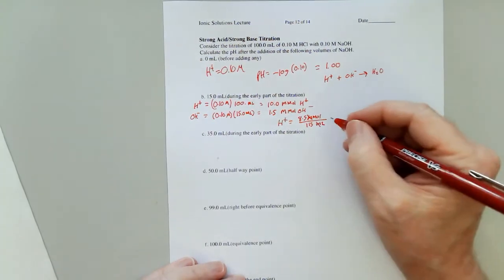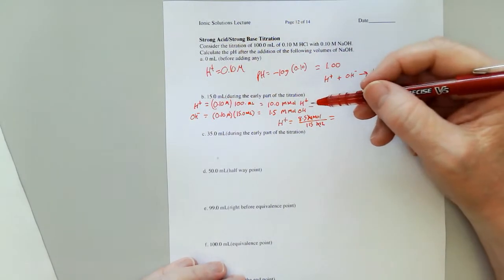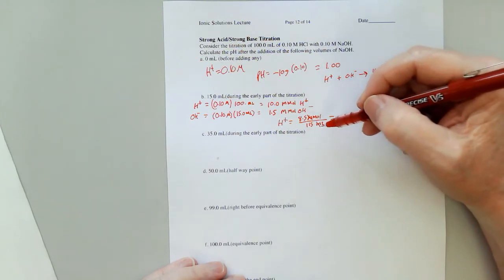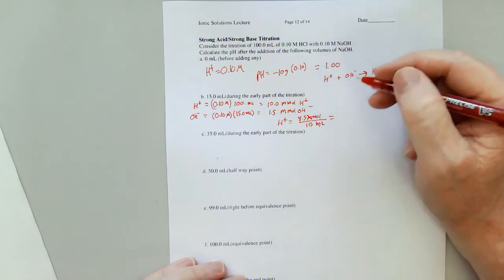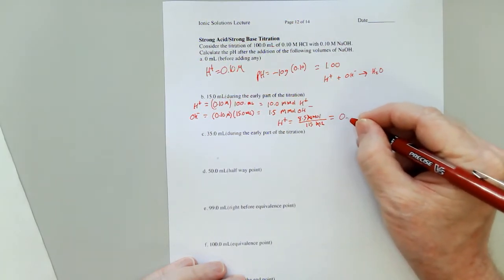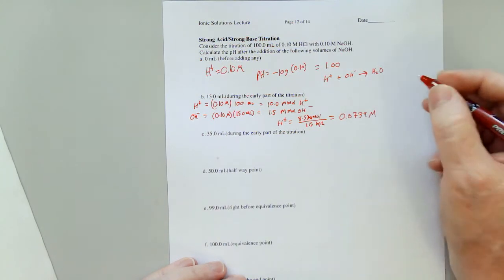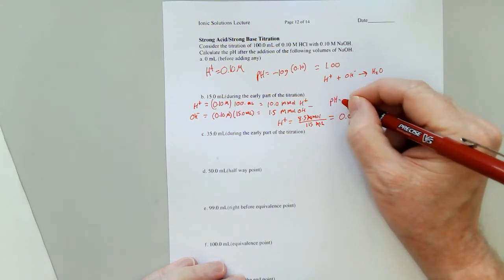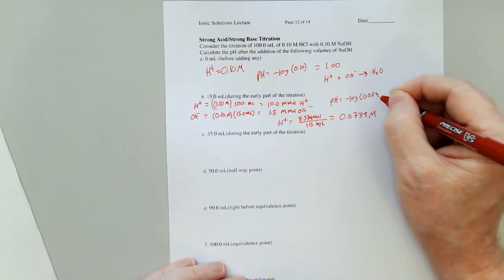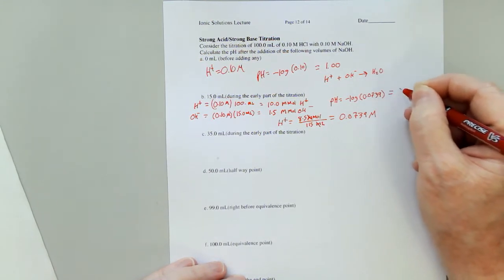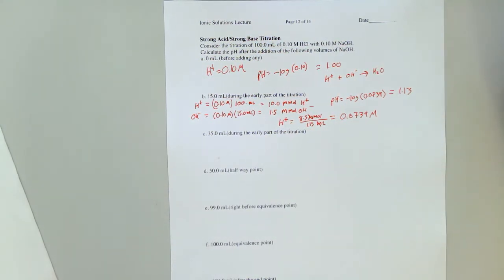Millimole is kind of a cool little unit, pun completely intended there, that allows you to not have to do lots of conversions back and forth between liters and milliliters. The milli just cancels out, and we get 0.0739 molar. So the pH is the negative log of 0.0739, which equals 1.13.